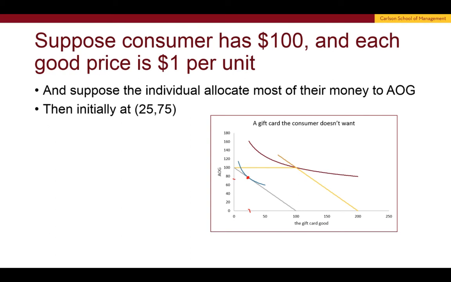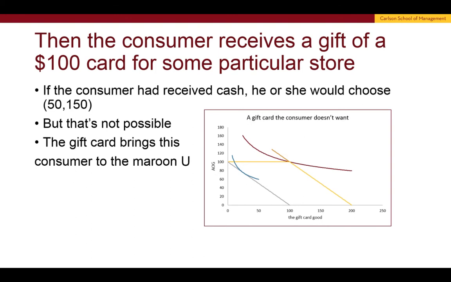All right, then what happens? Well, then the consumer receives a gift of $100, a $100 card, I should say, that's good only at that particular store, the store whose product is measured on the horizontal axis. Now, we could say with this consumer, given their preferences, that if the consumer had received $100 in cash, rather than a gift card, he or she would have chosen 50 and 150. That is 50 units of the gift card good and 150 units of the AOG.